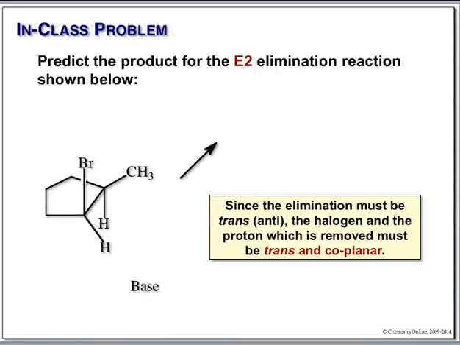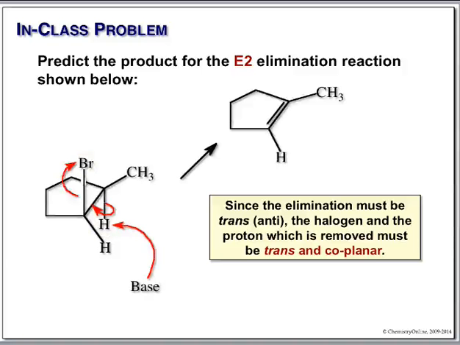Well, okay, we can do this. We look and we see our base has to pull off a hydrogen. Our leaving group has to leave. We have a hydrogen here. We have a leaving group. They must be coplanar. Our base simply pulls this off. So here's our two guys. Our base pulls it off. Bromine leaves. And we get this as our alkene. Everyone happy with that?